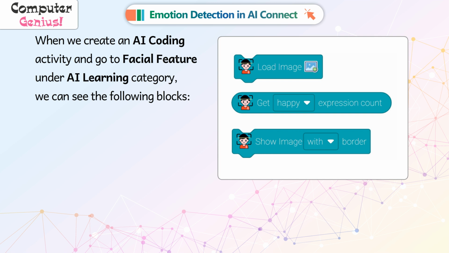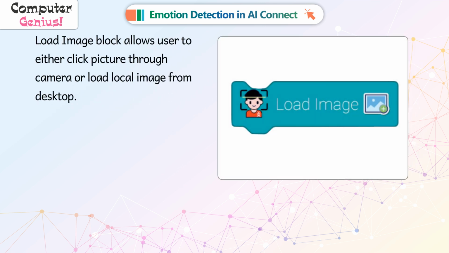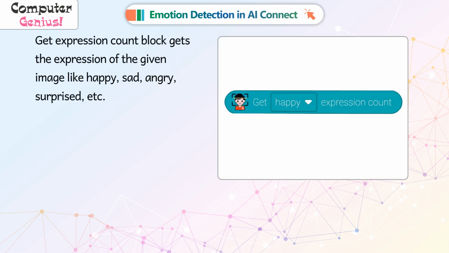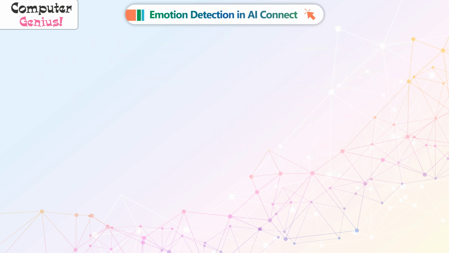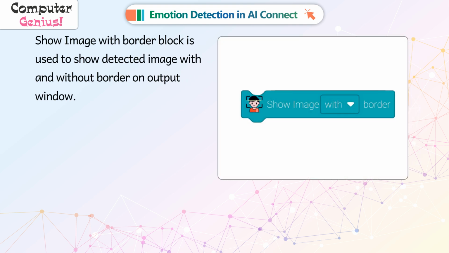When we create an AI coding activity and go to facial feature under the AI learning category, we can see the following blocks. The Load image block allows the user to either click a picture through the camera or load a local image from the desktop. The Get expression count block gets the expression of the given image, like happy, sad, angry, surprised, etc. The Show image with border block is used to show the detected image with and without border on the output window.